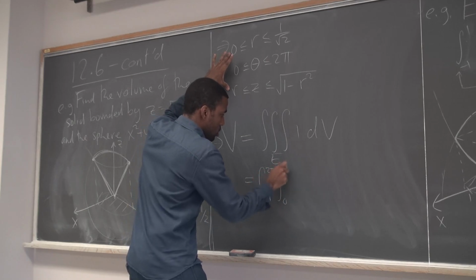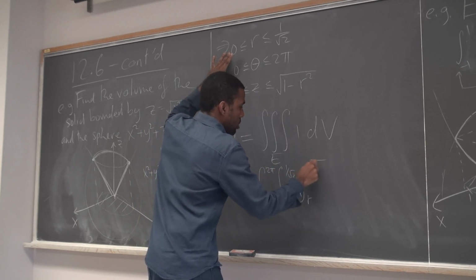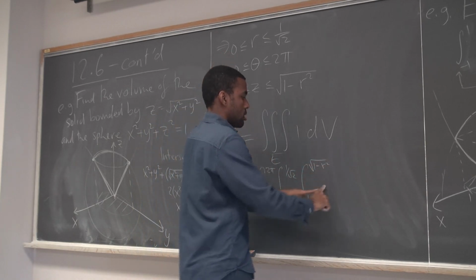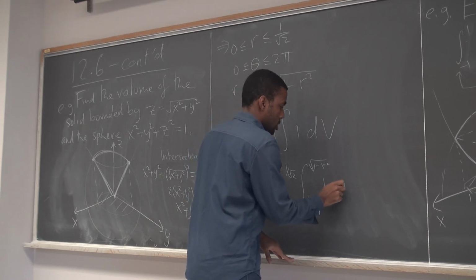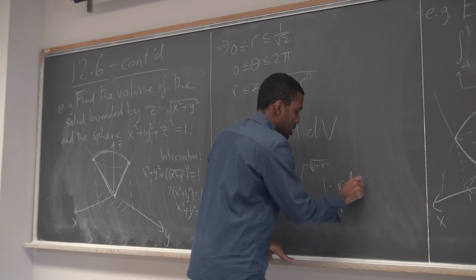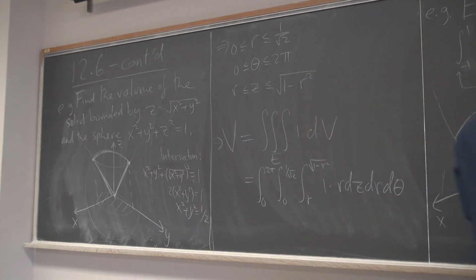0 to 2 pi, 0 to 1 over radical 2, z from r up to the radical of 1 minus r squared. This becomes r dz dr d theta. And that integral will actually give me the volume.